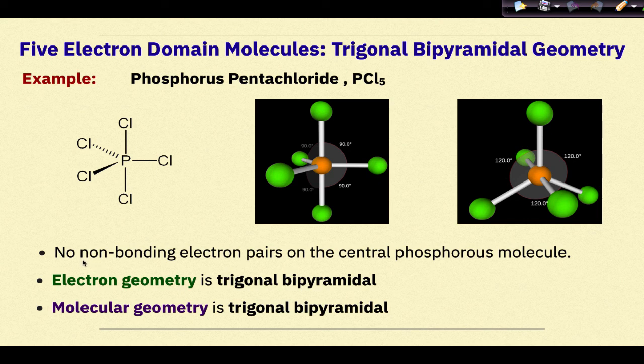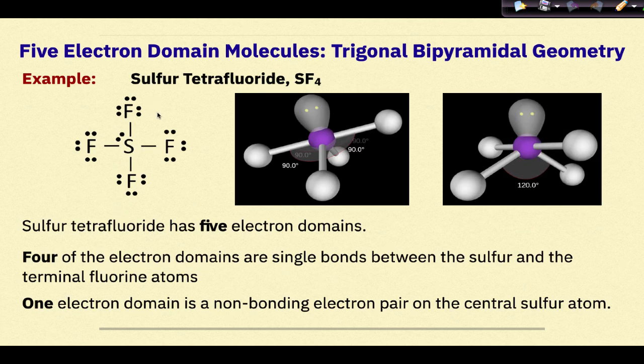Note that there are no non-bonding electron pairs on the central phosphorus atom. So we do not see any lone pairs represented in these molecules. The electron geometry is trigonal bipyramidal, and the molecular geometry is trigonal bipyramidal. And a reminder here, these will be exactly the same all the time if there are no lone pairs on that central atom. Let's look at our next example, sulfur tetrafluoride, SF4.